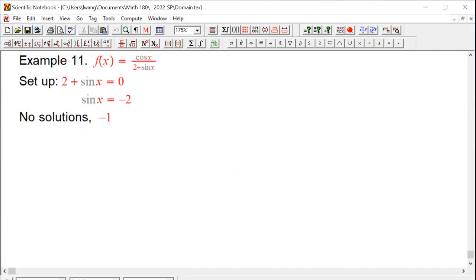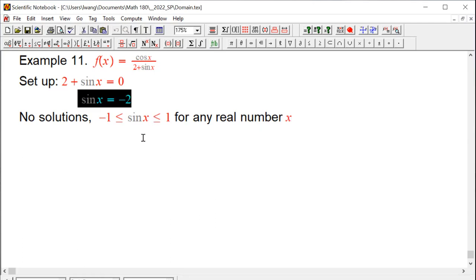Because the output of sine is always between -1 and 1. So this will never have any solution, right? That's the domain and range in one sentence for sine. For any real number x, this will never happen.